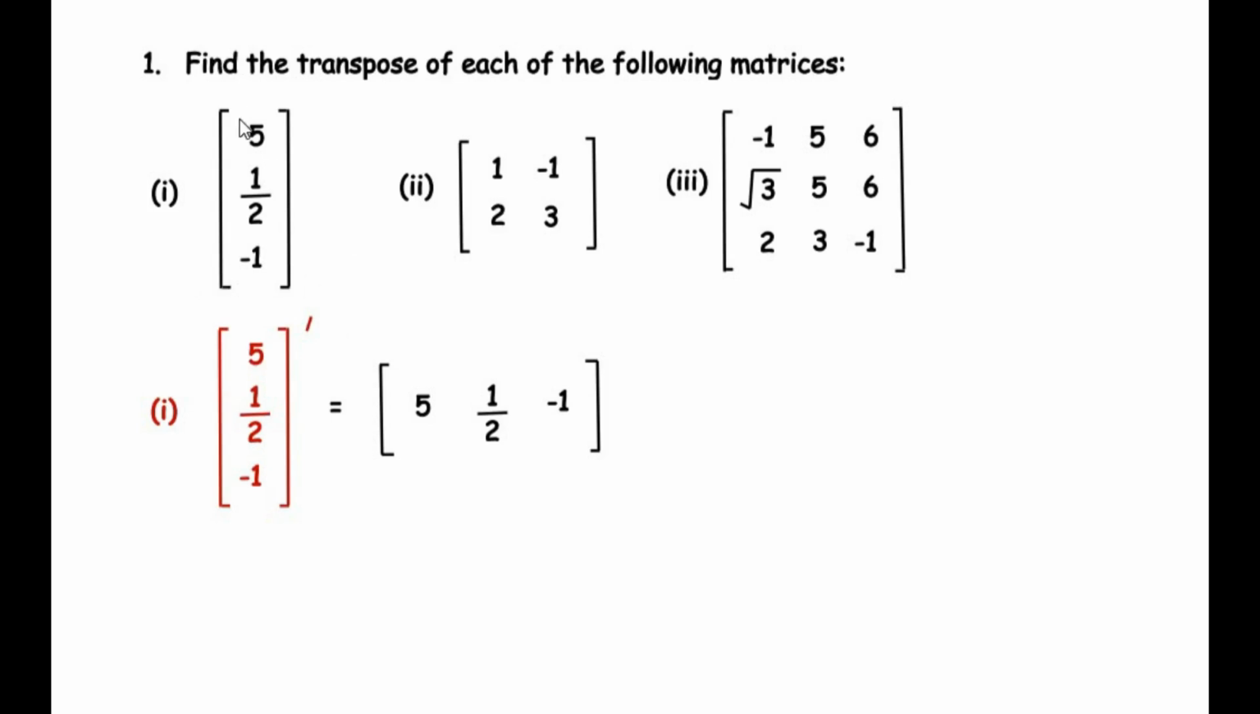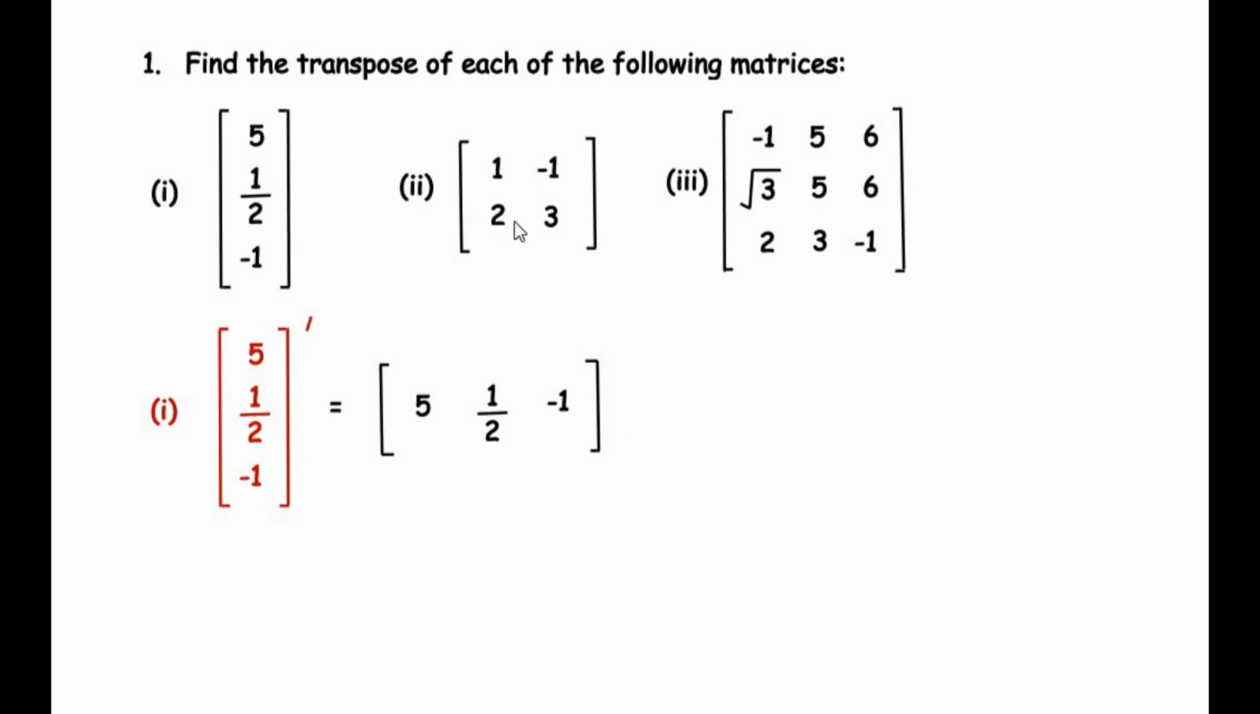Now here in the first sub question we can see that a column matrix was given because it has just one column. So 5, 1 over 2 and minus 1 were the elements of this column. Now when we take the transpose of this matrix, the 3 rows have got converted into one row. So you can see that this column has turned into a row. So it's the same elements but the column has become a row now. So this is the transpose of the first matrix.